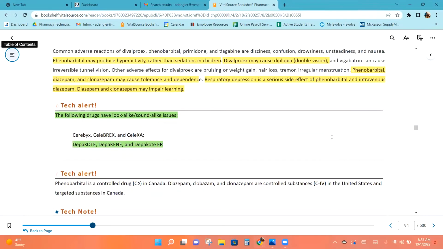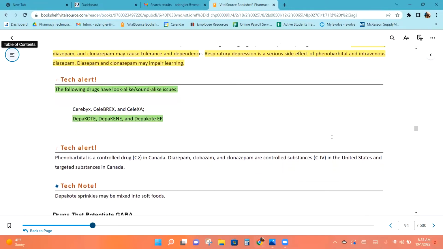Phenobarbital may produce hyperactivity rather than sedation in children. Divalproex may cause double vision. Phenobarbital, diazepam, and clonazepam can all cause tolerance and dependence. They're all controlled substances. Respiratory depression is a serious side effect of phenobarbital and intravenous diazepam. Diazepam and clonazepam may impair learning.